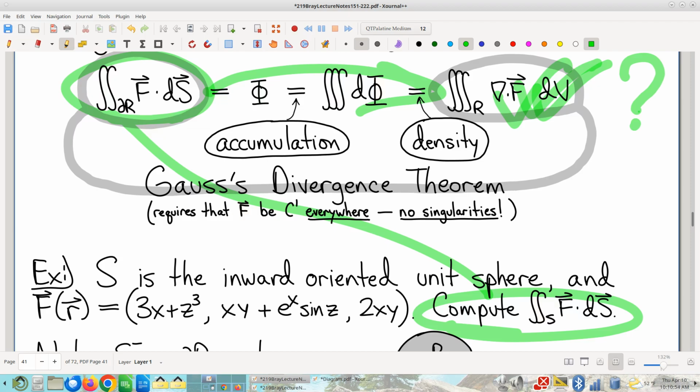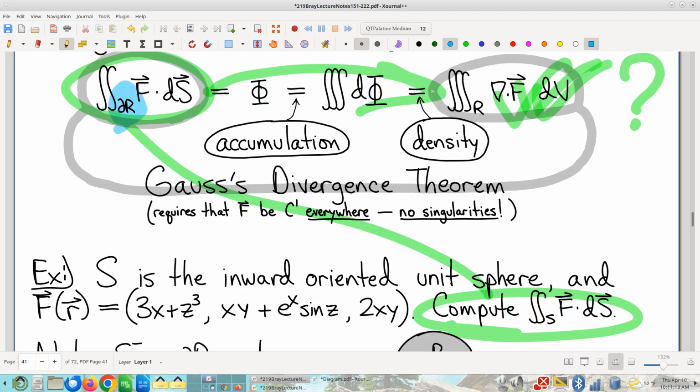Very tempting. When asked to compute a flux, we have a theorem about how to compute flux. Seems like a really good idea. There is a nasty problem here. You cannot apply this theorem in this case. And it's because of this boundary condition, right? It says right there, it's got to be a boundary.